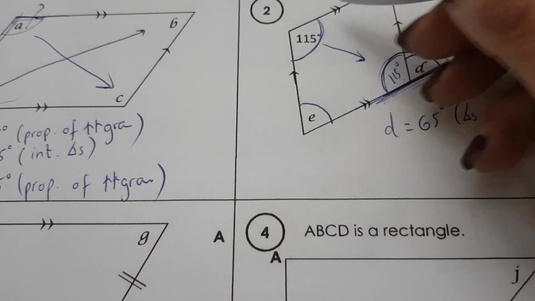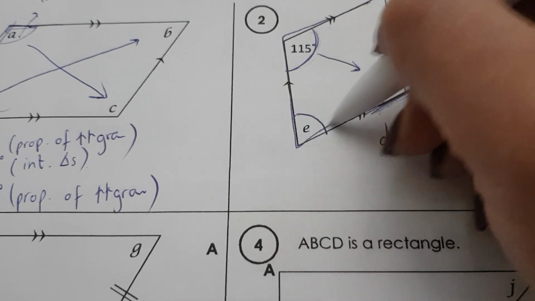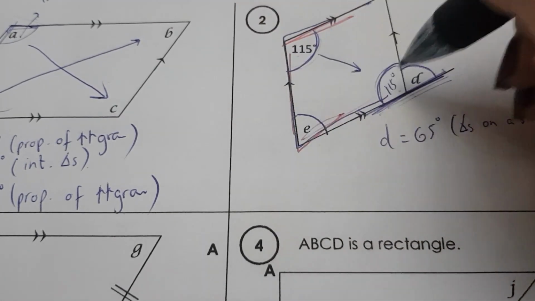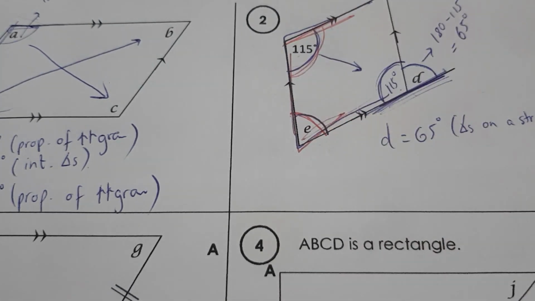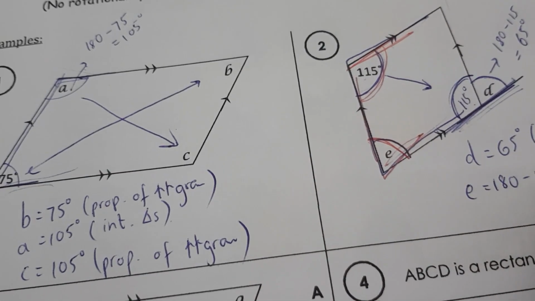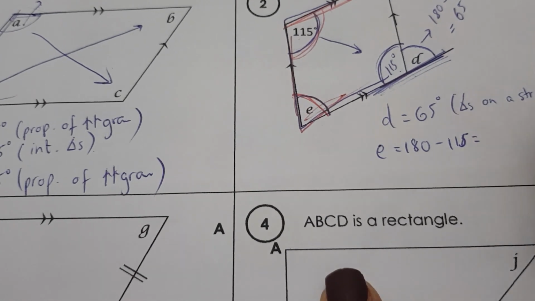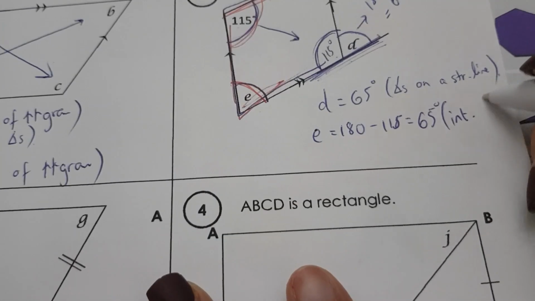Now E. Since the two sides over here are parallel, I'm forming a U, interior angles, and interior angles also add up to 180. So this and this together add up to 180. So E is 180 minus 115, which is 65 degrees, interior angles.